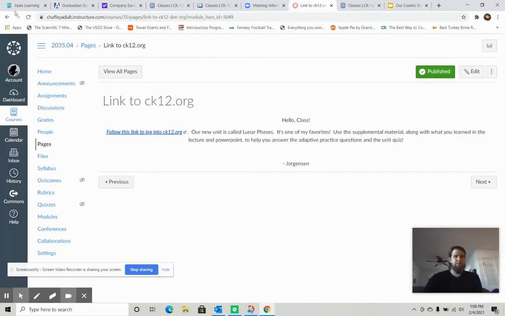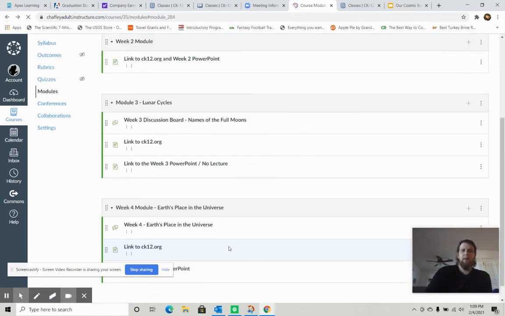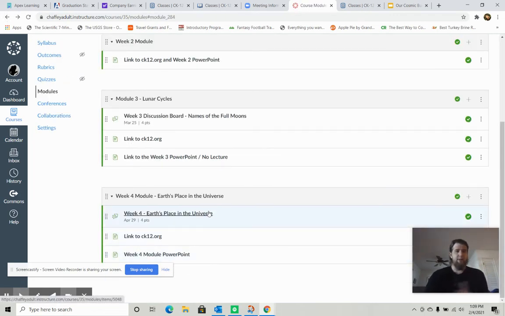On our Canvas page, if I go back to our modules, you can see all you have here is this discussion board and then the CK12 work, and that's all we have to do. The discussion board is our way to interact in the class. The CK12 work is the way that I'm able to hand out classwork as if we were in class, and I can give you a worksheet.